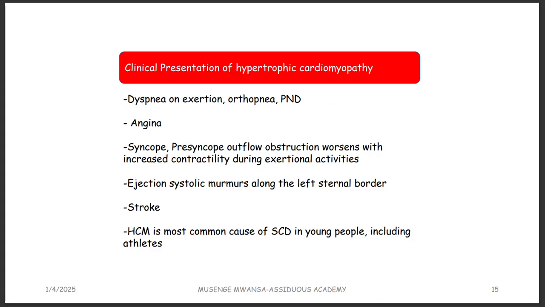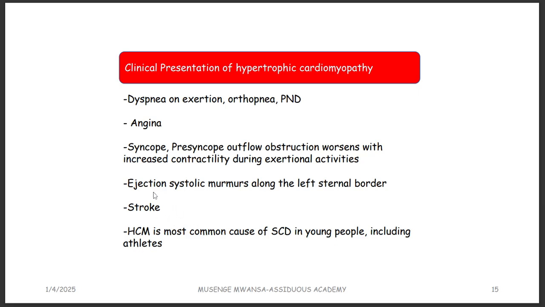Clinical presentation of hypertrophic cardiomyopathy: dyspnea on exertion, like when someone is trying to exercise, they are failing to breathe, orthopnea, also paroxysmal nocturnal dyspnea, also angina, pain. Why is the pain happening? Because the heart is not receiving blood itself. Someone can faint, ejection systolic murmurs. Stroke can also happen because blood is not going to the rest of the body. Same with the brain, it will not be receiving enough blood.